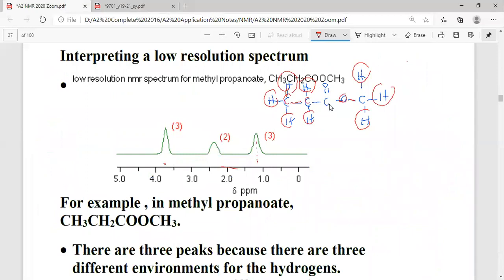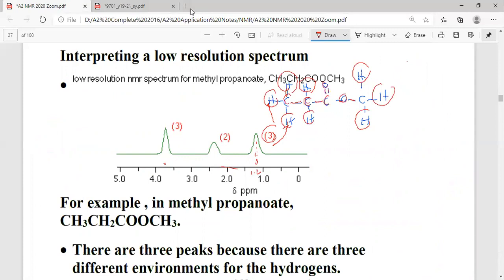This point here is maybe 1.2. So this represents the three of them. Now here of course it's lower, 2 point something. See here, this carbon is next to a carbonyl group.